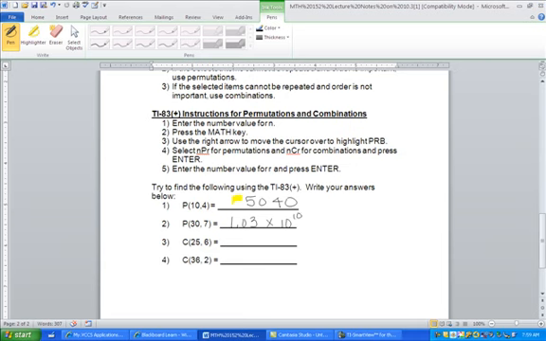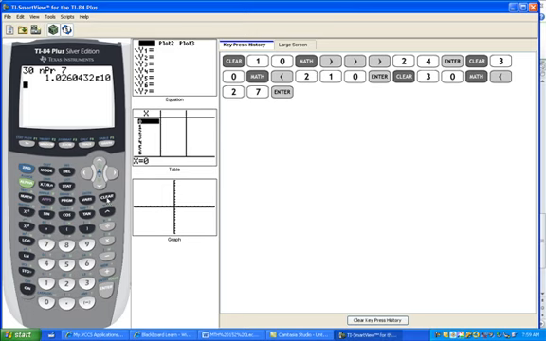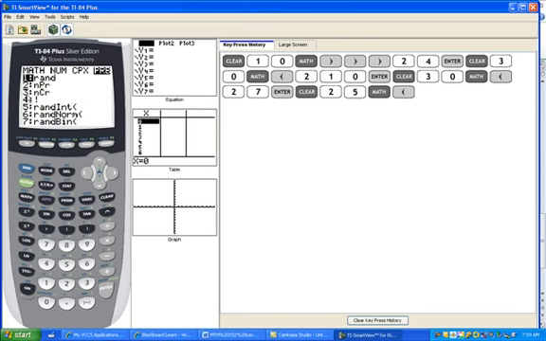Okay, combinations of 25 taken 6 at a time. Let's see if I can remember the two numbers this time. Alright, 25. I want to go to Math, Probability. We want combinations, and I believe it was 6. And so we get 177,100.